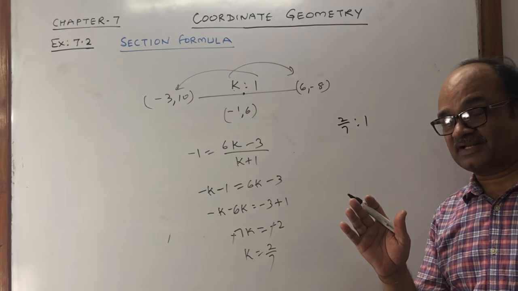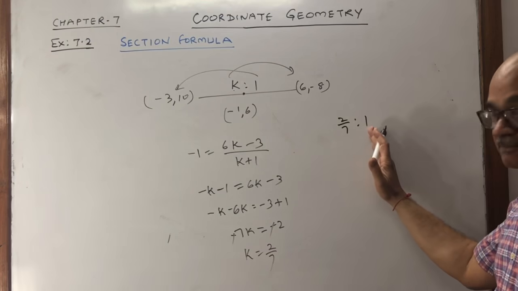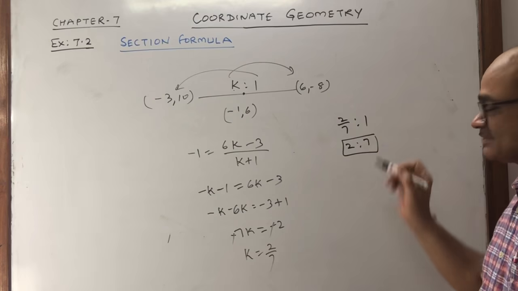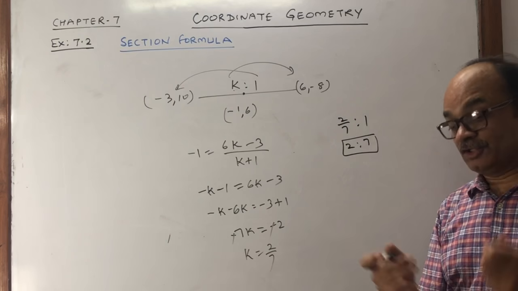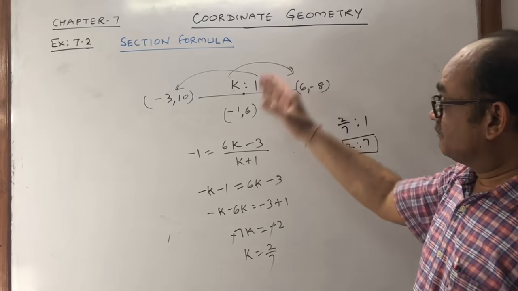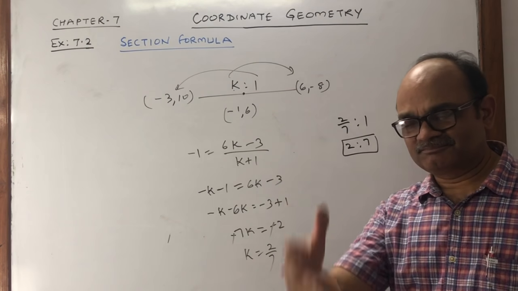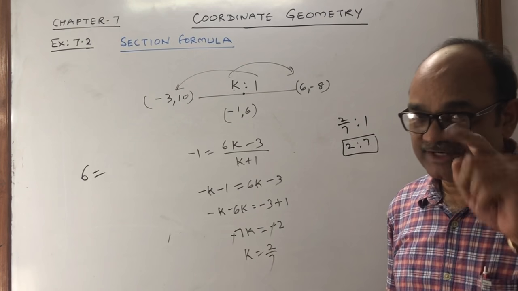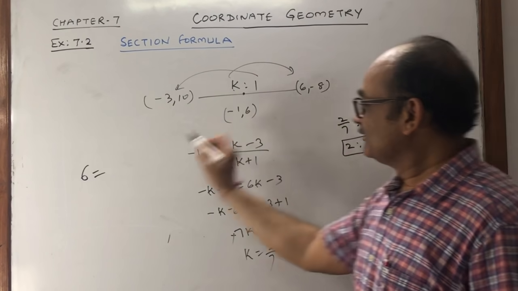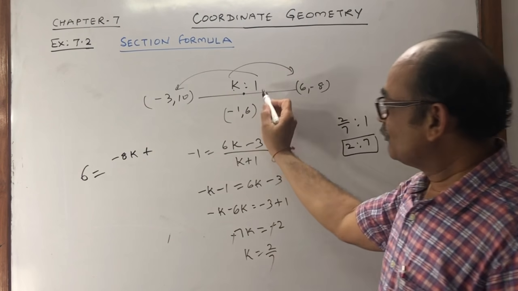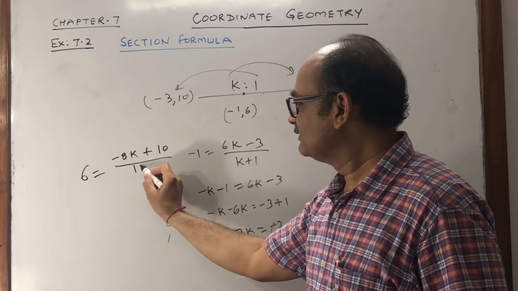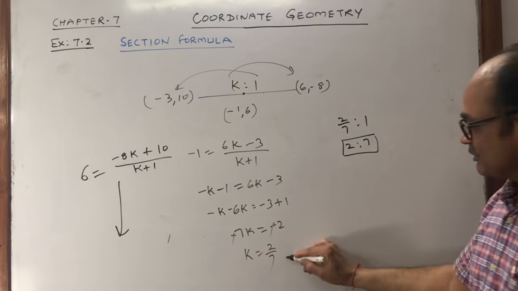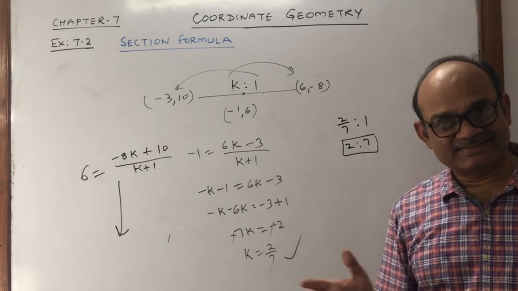In the ratio, you know from class 6th or 7th, if you multiply by the same number, ratio remains same. So multiply both the side by 7. Answer is 2:7. Now somebody want to wish, no, I want to calculate with 6. No problem. You will get the answer. How? 6 equals to. Now using y coordinate, that means k into y plus 1 into 10 divide by k plus 1. Your choice. If you solve it, you will get k equals to again 2 by 7. Easy? Good.